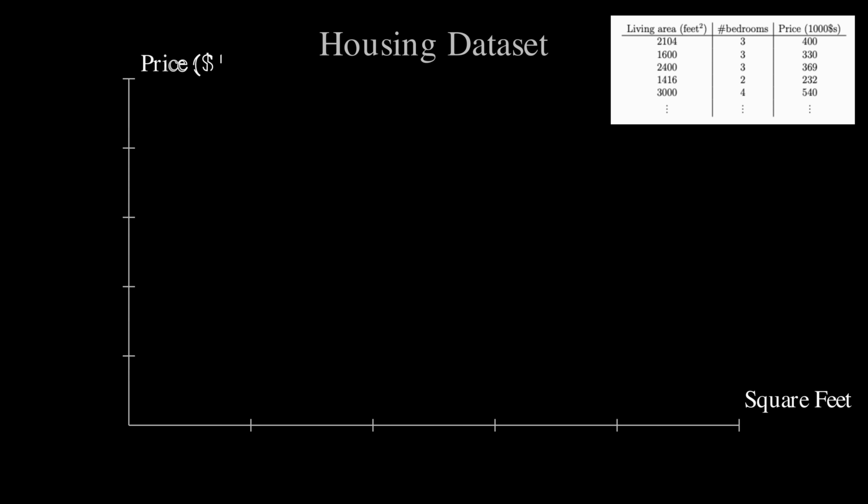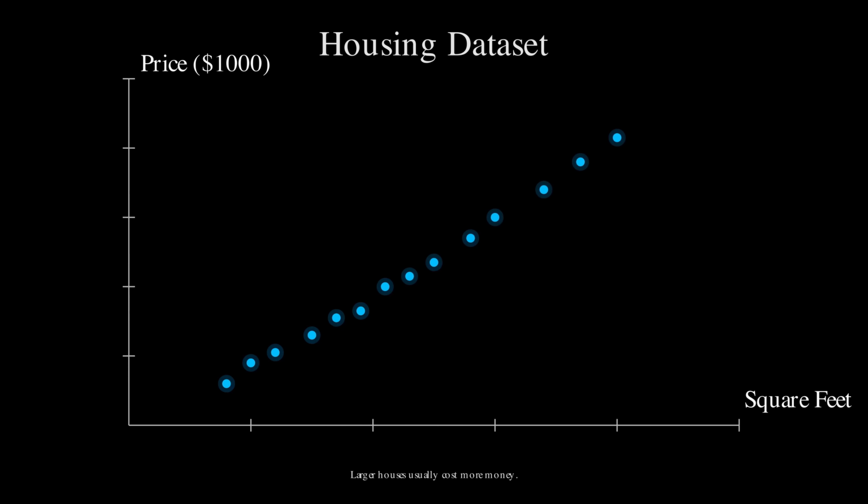If we plot the data from the housing data set, where we have the living area of each house and the corresponding price, then each point represents a house and its price. Larger houses usually cost more money. The data already contains a hidden pattern. Our goal is to teach a machine to discover that pattern.